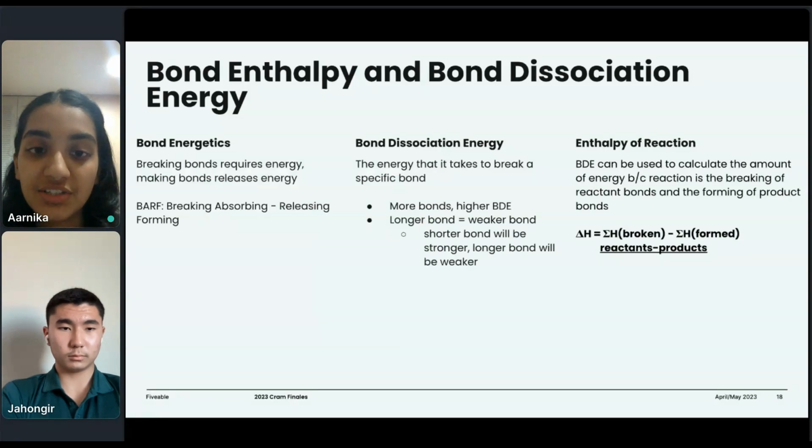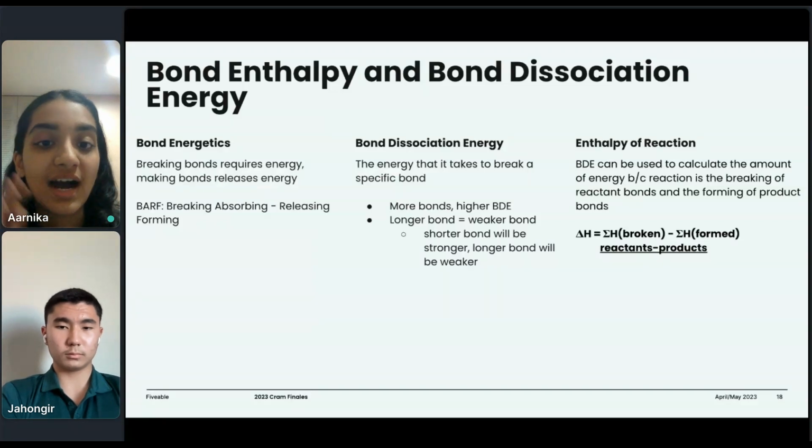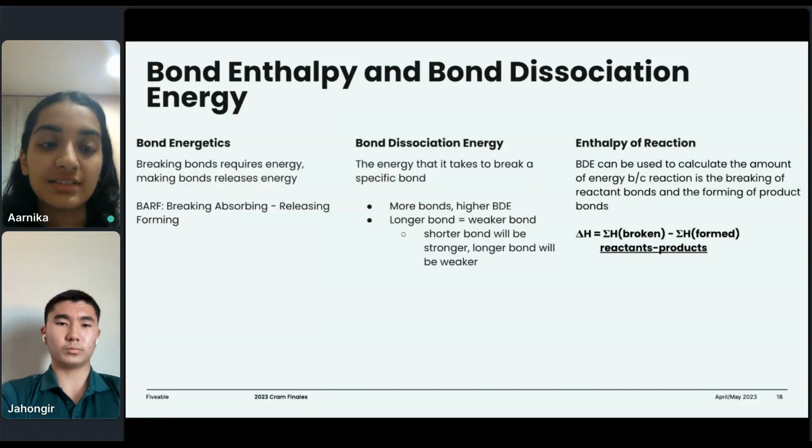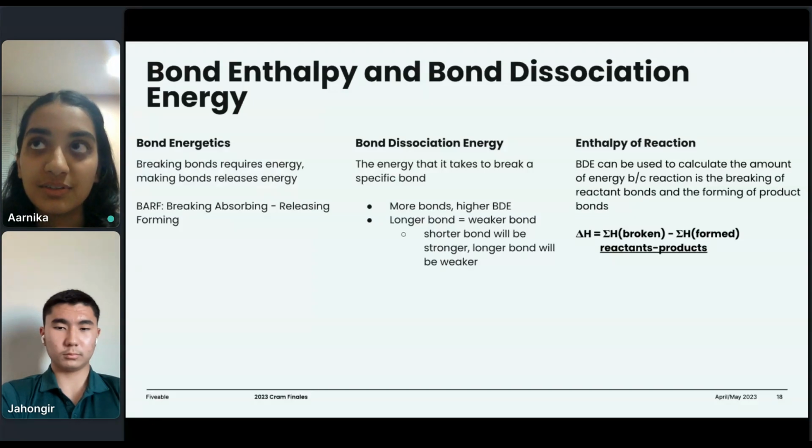For bond dissociation energy, that's the energy it takes to break a specific bond. If you have more bonds, you have a higher bond dissociation energy, because, for example, a triple bond is a heftier bond, so it takes a lot more energy to break that specific bond. A longer bond, like a single bond, is a weaker bond. A shorter bond will be stronger, and a longer bond will be weaker.